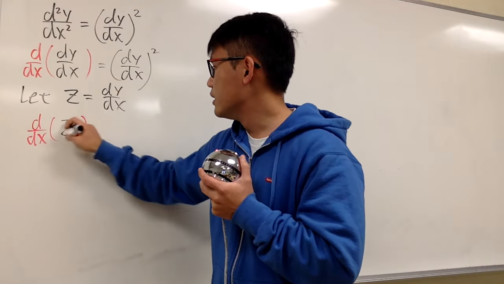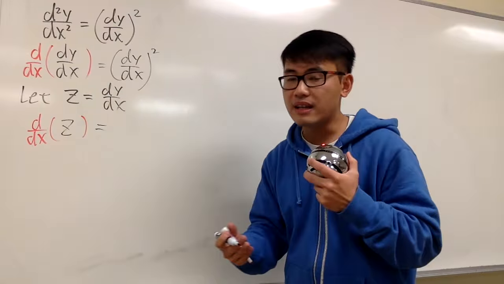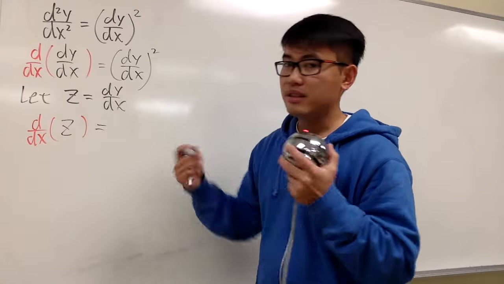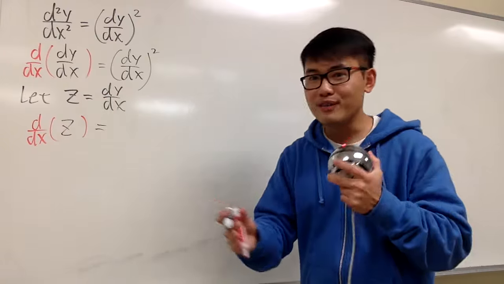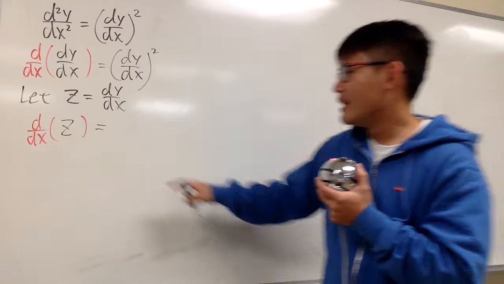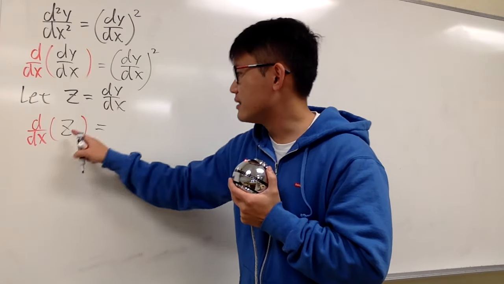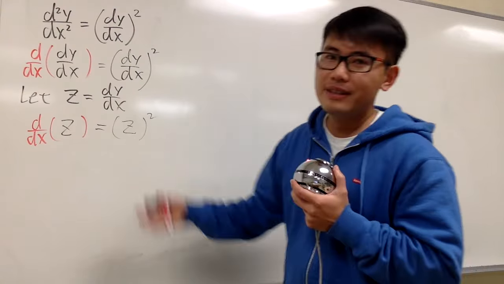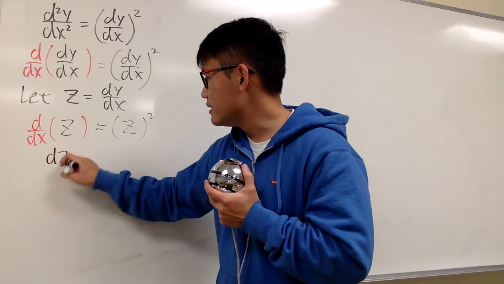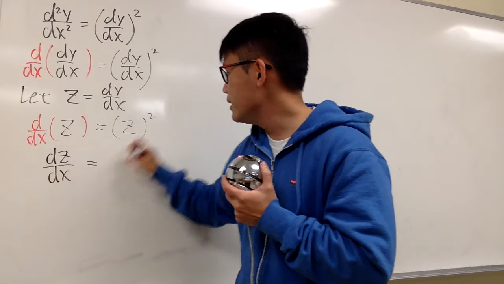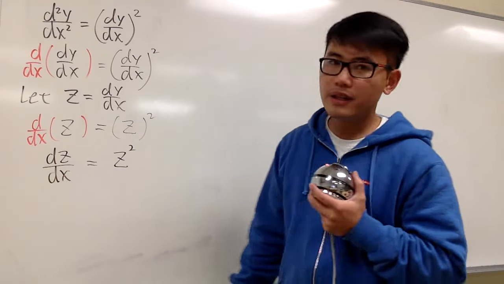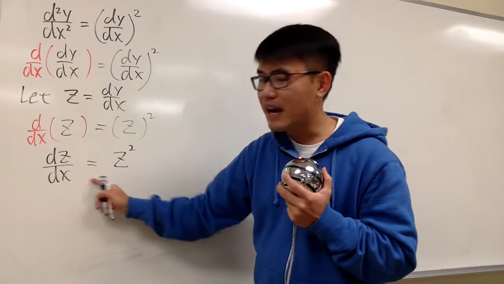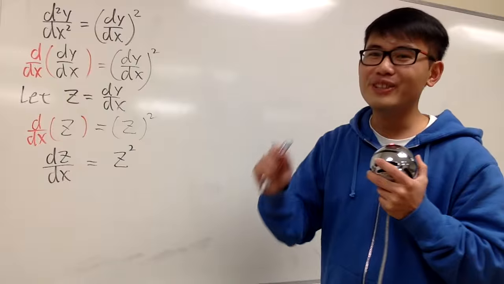And with this being done, you will see on the left-hand side, we are just differentiating z. And you can just think about z as a function, in fact, a function in terms of x. You see that dy/dx is the derivative, and the derivative is actually a function as well, right? Anyways, we have d/dx z, and on the right-hand side, this is just z squared. On the left-hand side, we can put this down as dz/dx, and this is equal to z to the second power.